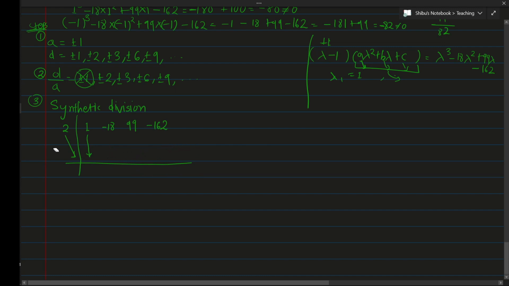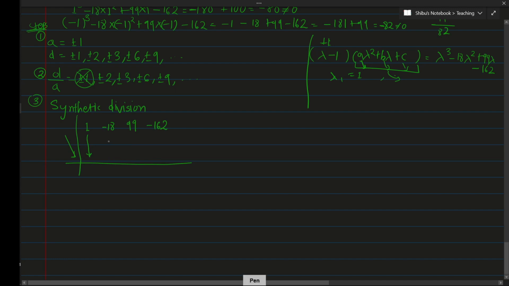So we'll try with minus 2 now. First bring 1 here, then multiply minus 2 with 1, so it will be minus 2, and adding these two, it will be minus 20. Again multiplying minus 2 with minus 20, it will be 40, plus 99, so it is 139 now. Now multiplying minus 2 with 139, it is minus 278. Now adding these two will give minus 440. Again it is not equal to 0. So minus 2 is also not a root of our cubic equation.